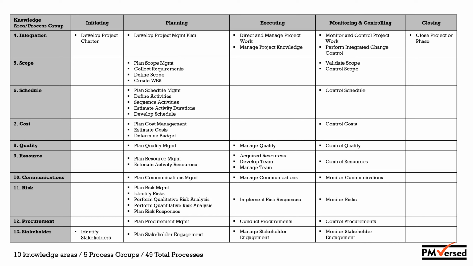In each of those, you will see that the intersection between initiating and integration has an entry in this grid, which is develop project charter on the top left. So each of those represents a process. The overlap of a knowledge area, a row, with a column is going to lead to a process. That's one of the 49 processes that you need to remember for the test.